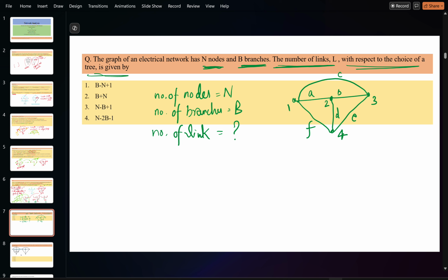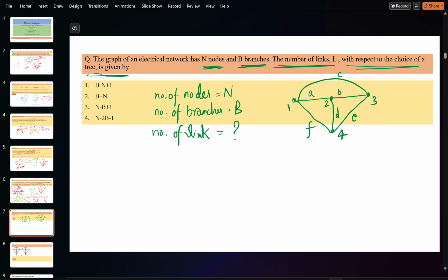Okay, I got the answer as option one. Others, take your time to think. There's no need to rush into the answer part. Just think why the first option is correct and why the second option is not correct. So think in that manner.